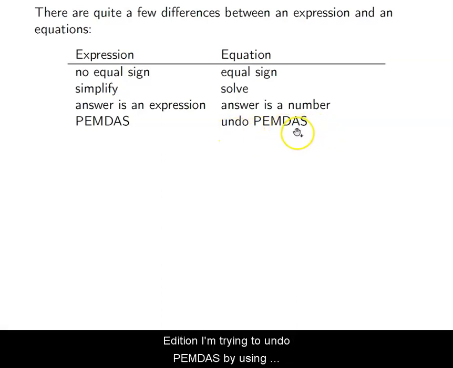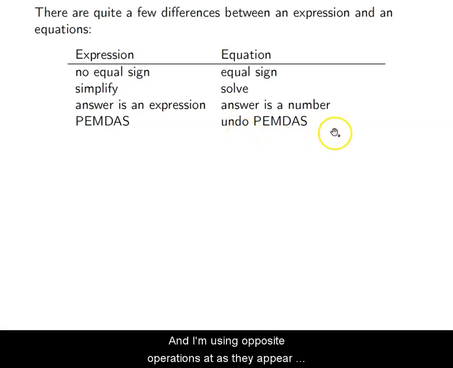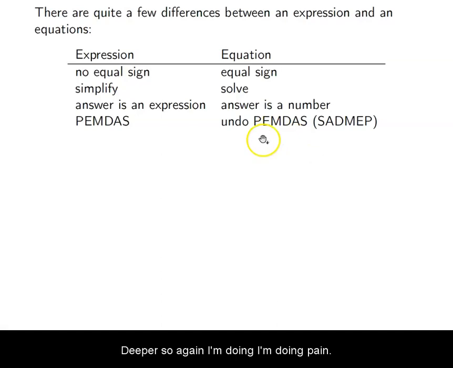So when I see addition, I'm trying to undo PEMDAS by using subtraction. When I see division, I'm trying to undo PEMDAS and use multiplication. So I'm actually going in the opposite order of PEMDAS, and I'm using the opposite operations from what appear, okay, which we'll get into deeper. So again, I'm undoing PEMDAS.